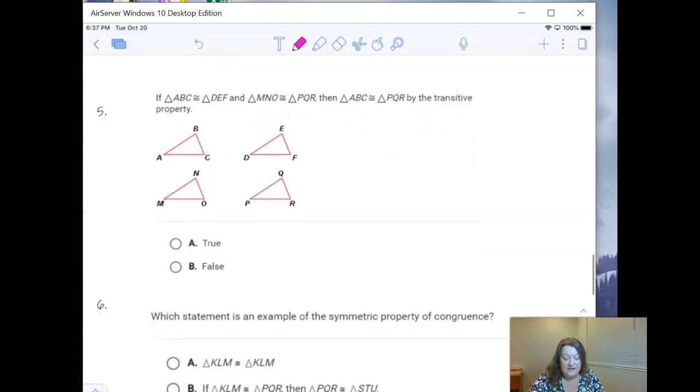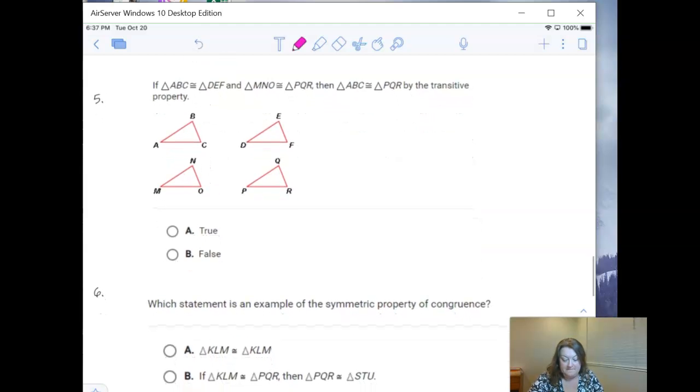All right, here we have if ABC is congruent to DEF and MNO is congruent to PQR, then ABC and PQR are congruent by the transitive property. No, we have to have a mutual friend. So if ABC is friends with DEF, then we need another friend of DEF. Okay, and if MNO is friends with PQR, then we need another friend of PQR. So this is false. This is not the transitive property. They didn't line them up correctly. We should have a middleman that is friends on both sides.